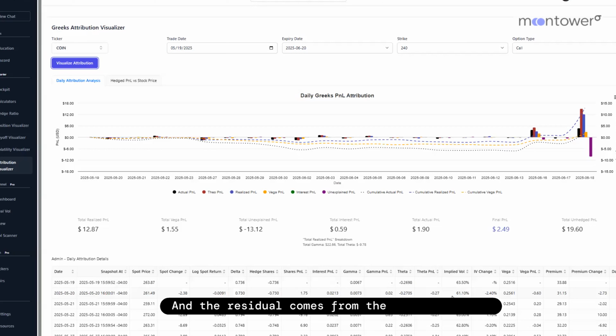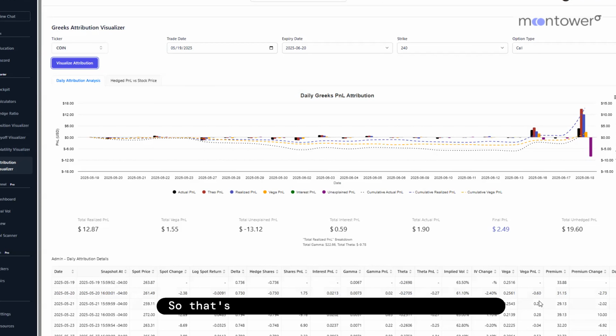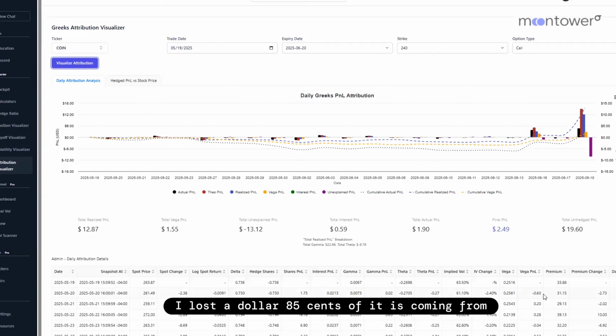The residual comes from the fact that when we compute a Vega P&L and a gamma P&L, your gamma and your Vega are not constant over the entire length of the move. We're making a prediction based upon what your Vega was as of yesterday's close, but your Vega changed throughout the day. So there should be a gamma of Vega component in there, a higher order Greek that you could make the attribution to. If you were to do the whole Taylor expansion, you would get closer to being able to explain everything of that dollar. I personally think that's super overkill. That's how we do attribution. I lost a dollar, and 85 cents of it is coming from Greeks.